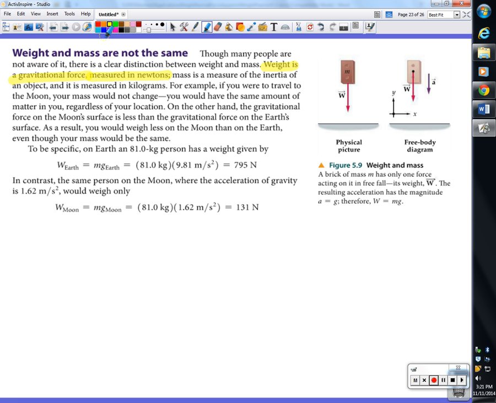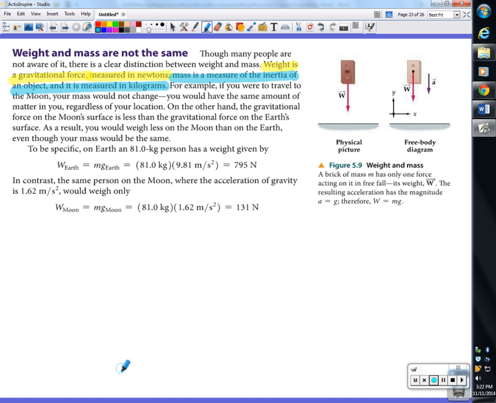As it says here, mass is a measure of the inertia of an object, and it is measured in kilograms. So, when we talk about mass, mass is an amount of matter. And we talked about that in the first part, inertia. Inertia is how hard it is to get something to accelerate, to change what it is doing.